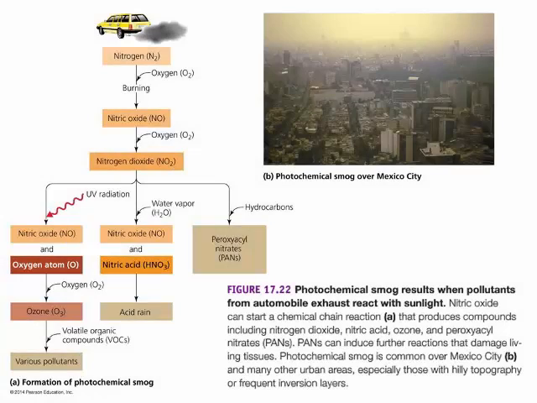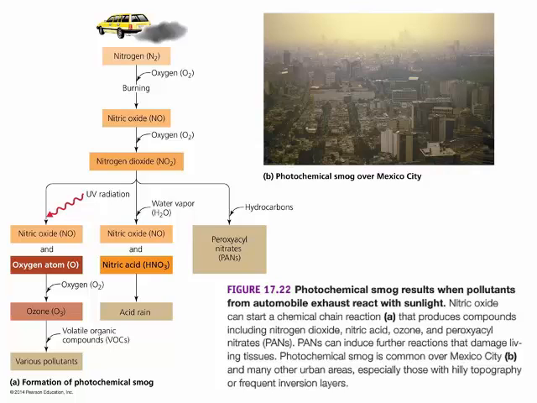The second type of smog is photochemical smog. This type of smog forms when primary air pollutants from automobile exhaust react with sunlight. The sunlight drives chemical reactions between the pollutants and normal atmospheric compounds and results in the production of over 100 different chemicals, with tropospheric ozone being the most abundant of the compounds produced.